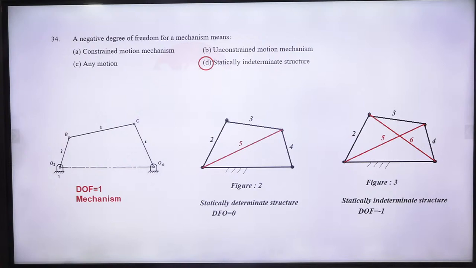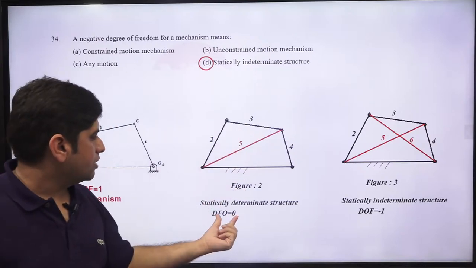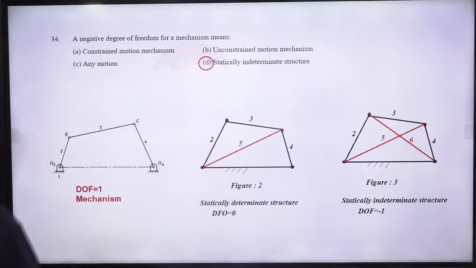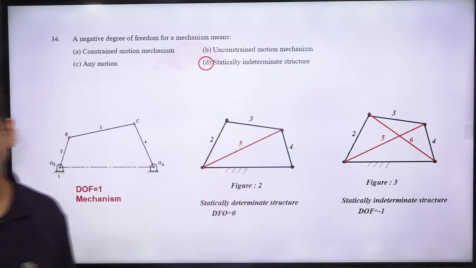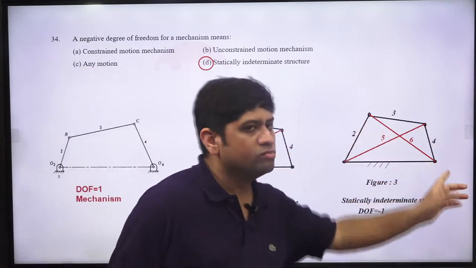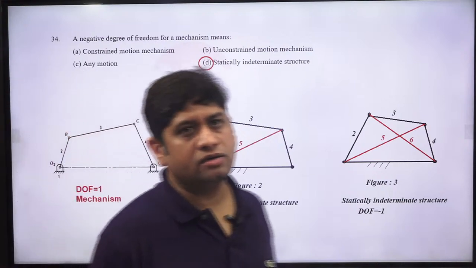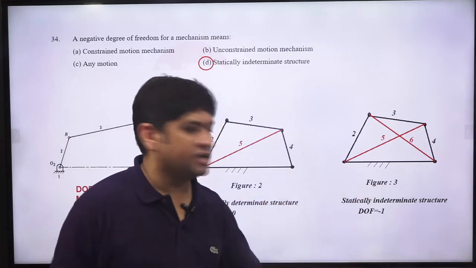Now suppose I attach one more link, number 5. That will give me degree of freedom 0. Degree of freedom 0 is called structure. But it is a statically determinate structure. If I attach one more link, I will get degree of freedom negative. It is called superstructure, as you said. So, superstructure, degree of freedom negative.